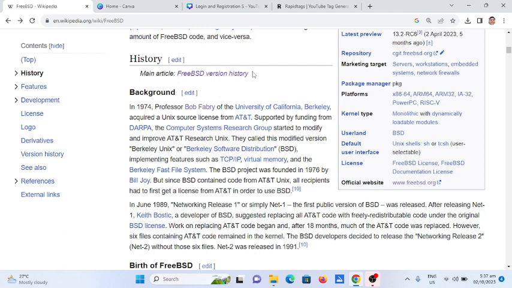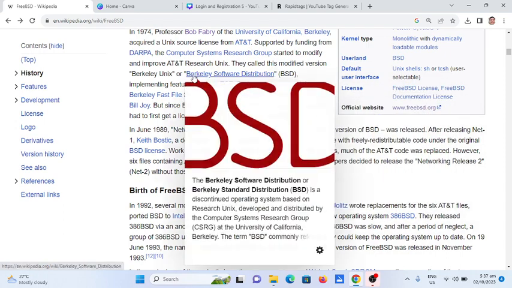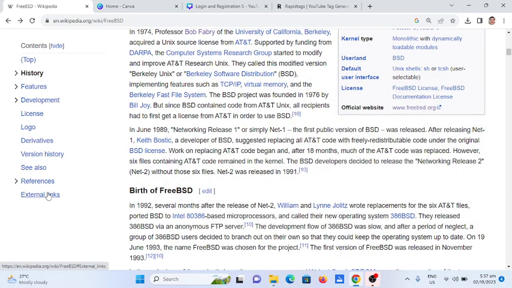But since BSD contained code from AT&T Unix, all recipients had to first get a license from AT&T in order to use BSD. In 1989, Networking Release 1, or simply Net 1, the first public version of BSD, was released. After releasing Net 1, Kirk McKusick, a developer of BSD, suggested replacing all AT&T code with freely redistributable code under the original BSD license.